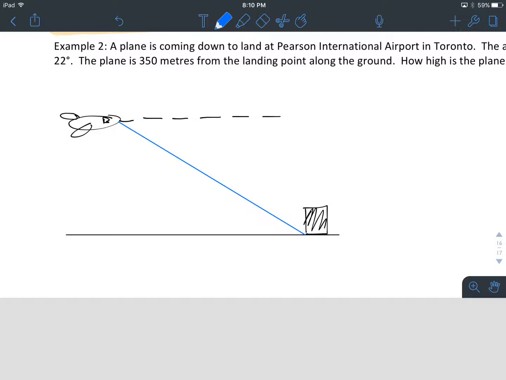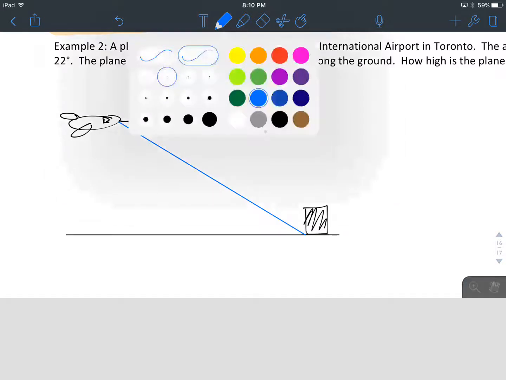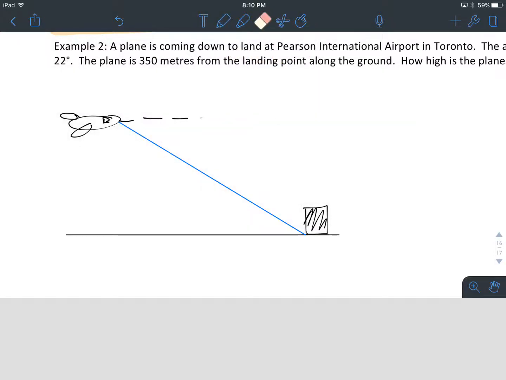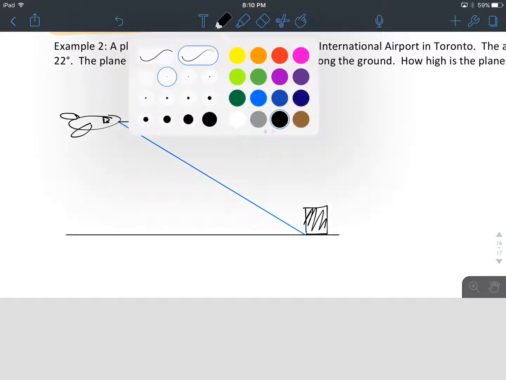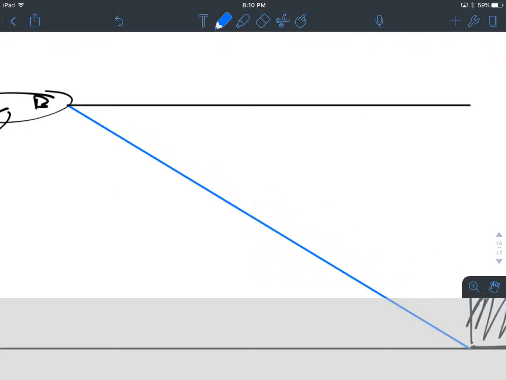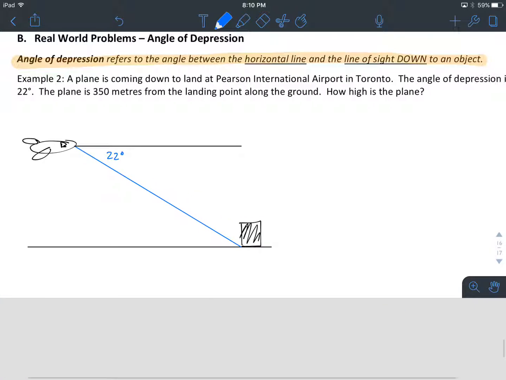What we know, and I'm just going to put some straighter lines here, so I'm going to just erase this, and we're going to make an actual straight line coming out of that plane. So there's our straight line. We'll stick it out over this way. So what we know is that the angle of depression is going to be 22 degrees. So I'm going to put that in right now. There's my 22 degrees. What other piece of information do we know?